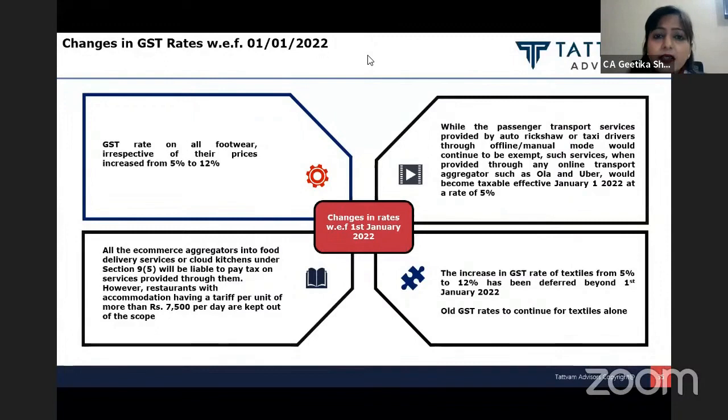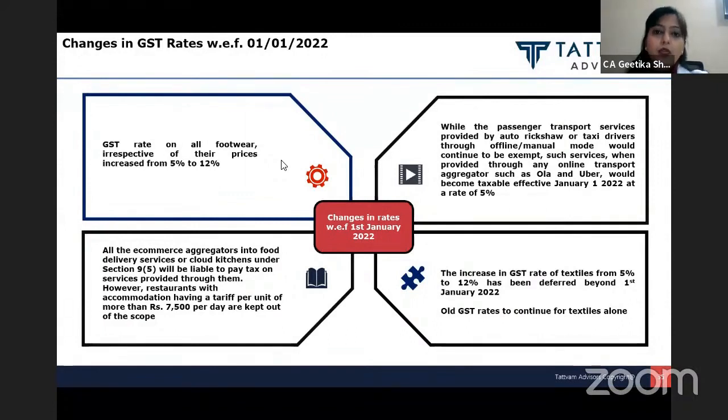Another change in the e-commerce area concerns transport passenger facilities operated through e-commerce platforms. Earlier, there were certain exemptions on which no tax was to be paid. But now all those exemptions have been withdrawn, like non-AC carriage and stage carriages and all.